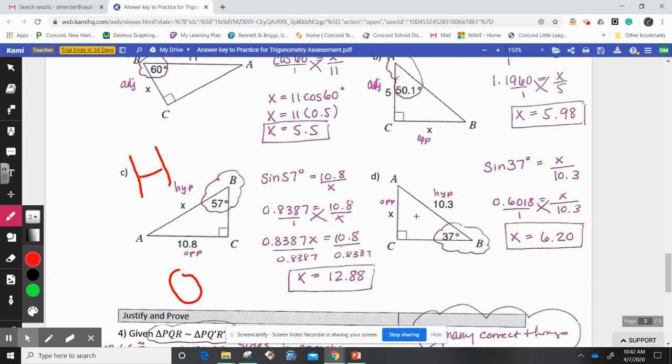Part D is going to be sine again because it's O and H. So sine of 37 is going to equal x over 10.3. And then I'm just going to type sine of 37 in my calculator, cross multiply, get x is 6.2.